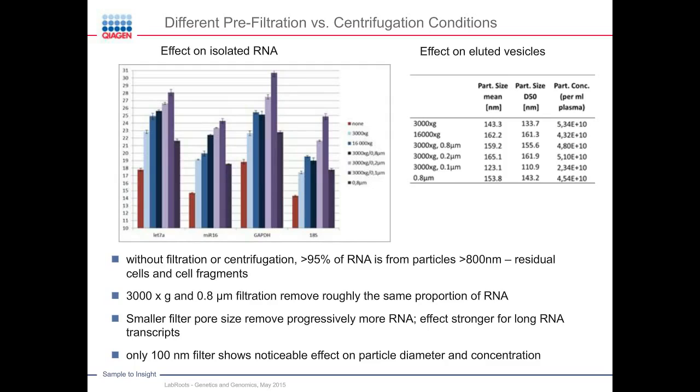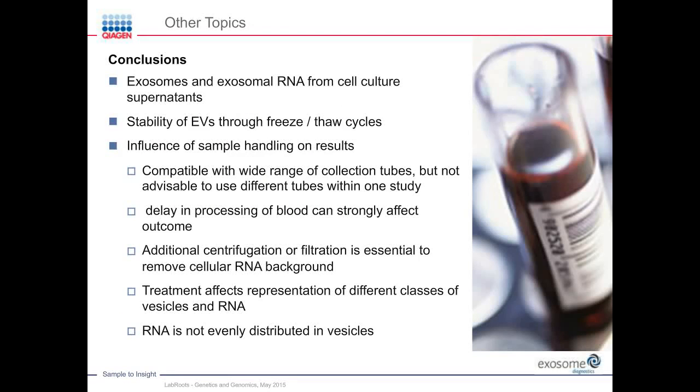So, conclusion of the second part: we can isolate exosomes and exosomal RNA also from cell culture supernatant. The vesicles are very stable through several freeze-thaw cycles, and sample handling can severely affect your results. The choice of blood collection tube, a delay in processing of the blood, and the centrifugation or filtration you do are essential to remove the background of cellular RNA, but, depending on what conditions you use, can also affect the representation of different classes of vesicles and RNA. And the RNA is not evenly distributed, obviously.